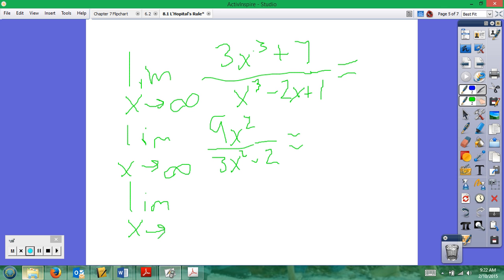Derivative of the top, 18x. Derivative of the bottom, 9x. Now what's interesting is we could repeat. Never mind, I did that wrong. The bottom would be 6x.